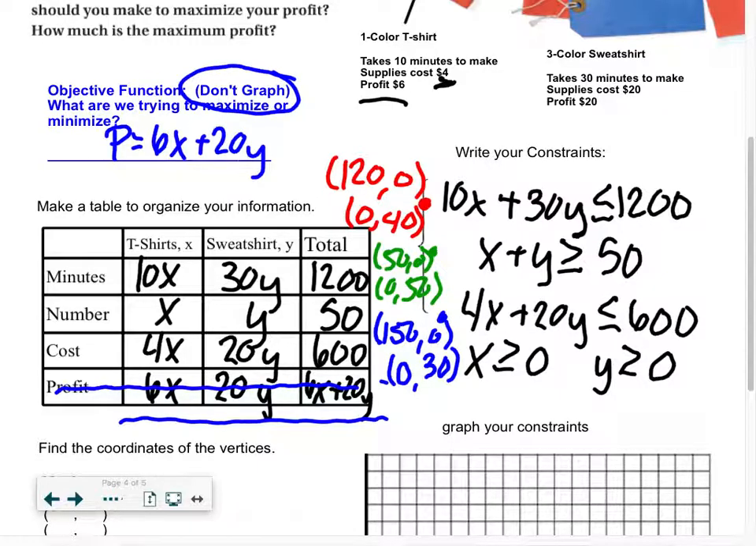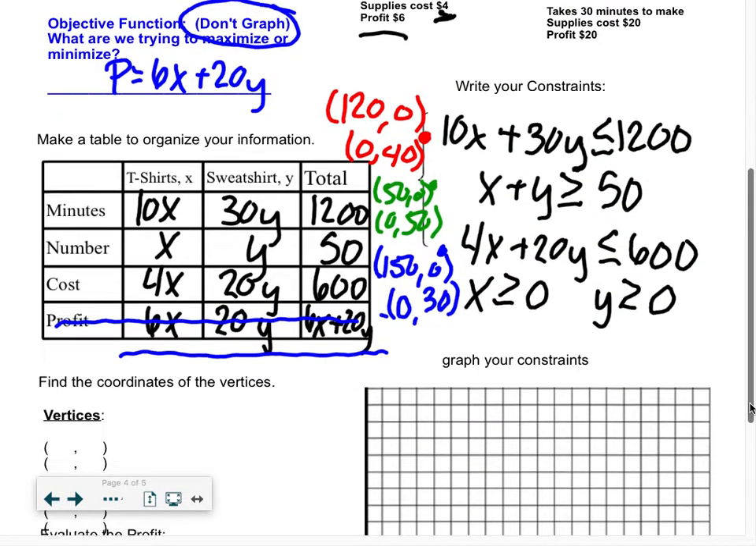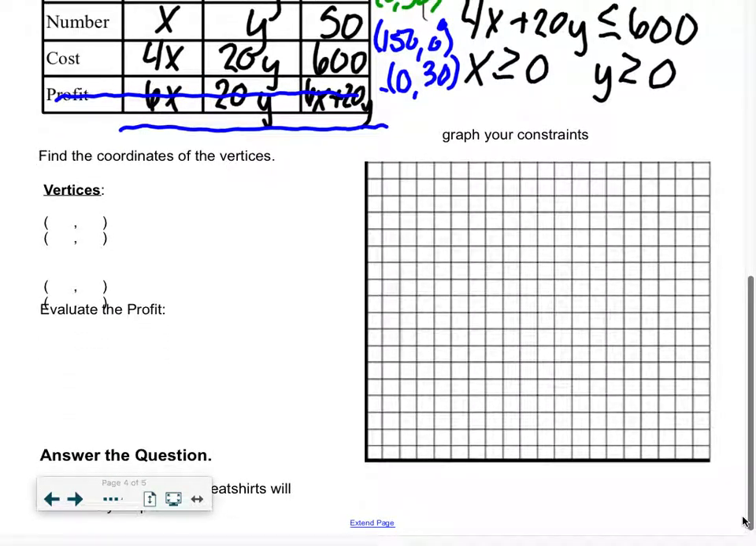Alright, good? Wait. What? The green ones, what are those? 50, 0, and 0, 50. How did you get that? If you plug in 0 for x, you get y is 50. If you plug in 0 for y, you get x is 50. So just plug in zeros, your x and y. Okay, to graph, we're going to go by 10s on the x and 5s on the y.